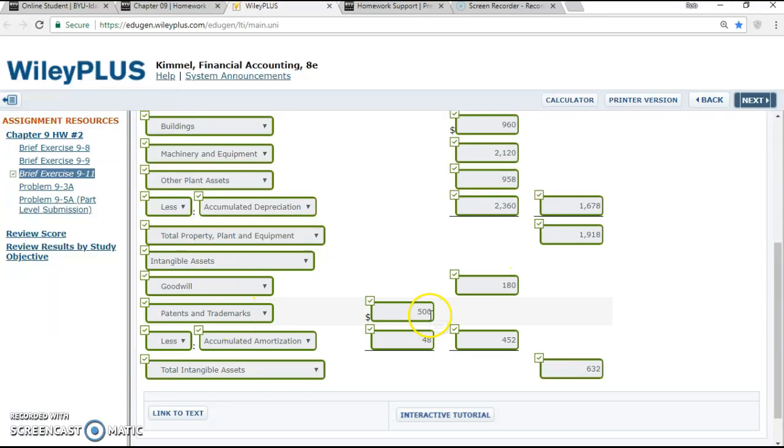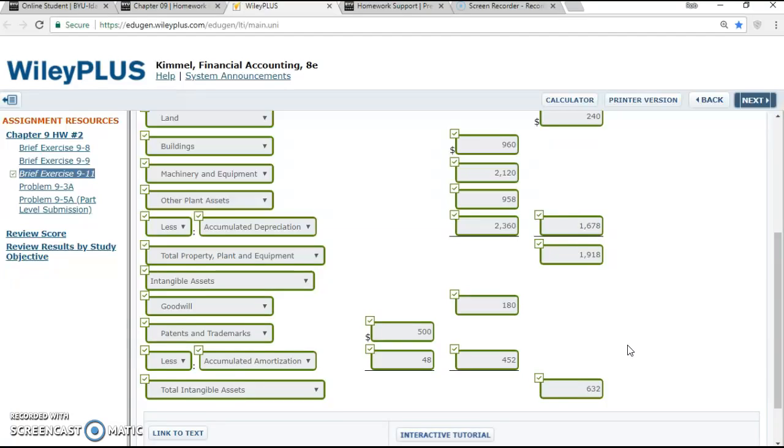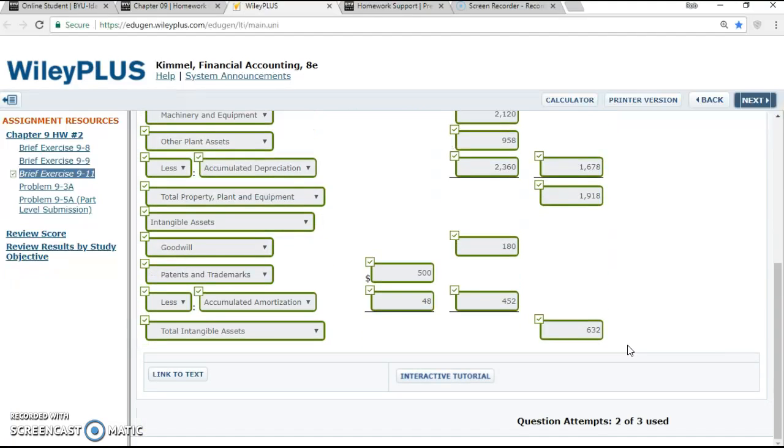Then we have patents and trademarks at 500. Then we go less the accumulated amortization of 58. So 58 subtracted from 500 gives us 452. And then the goodwill and the patents and trademarks together bring us the total of 632, which is the bottom here, total intangible assets. And that's how I got the answers, and that's the solution to problem 911.